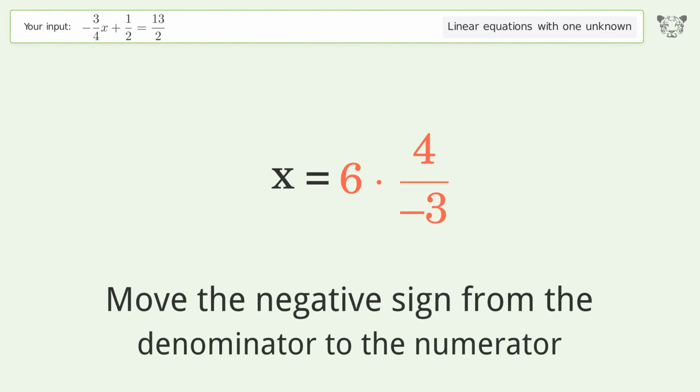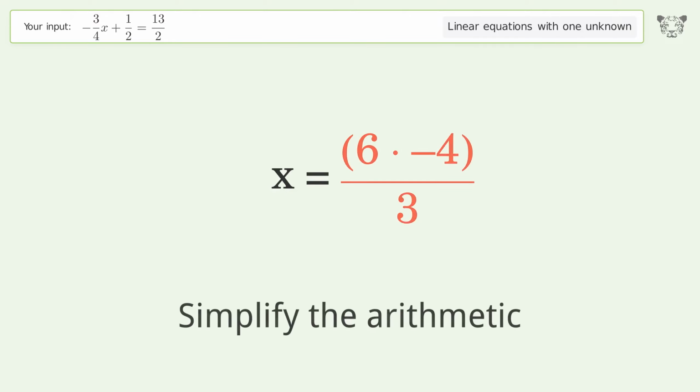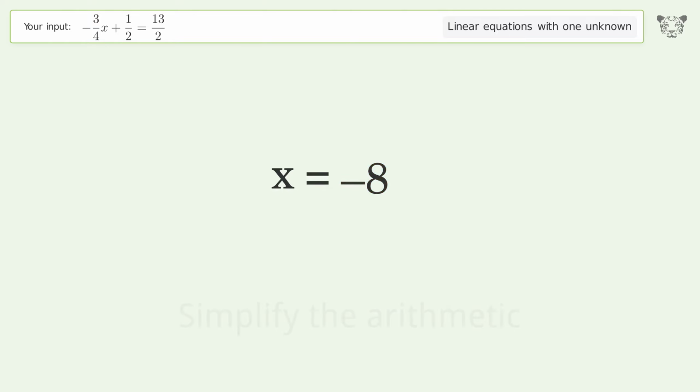Move the negative sign from the denominator to the numerator. Multiply the fractions. Simplify the arithmetic. And so the final result is x equals -8.